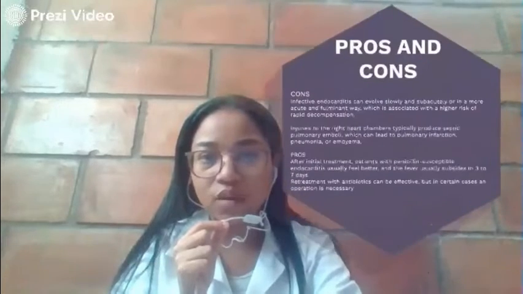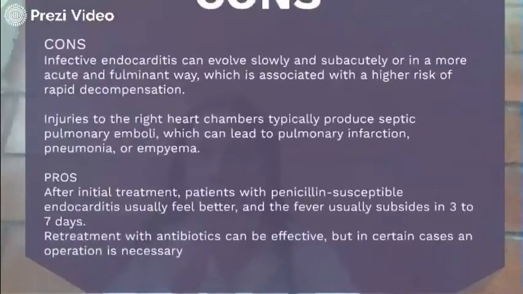Pros and cons. Cons. Infective endocarditis can evolve slowly and subacutely, or in a more acute and fulminant way, which is associated with a high risk of rapid decompensation. Injuries to the right heart chambers typically produce septic pulmonary emboli, which can lead to pulmonary infarction, pneumonia, or abscess.